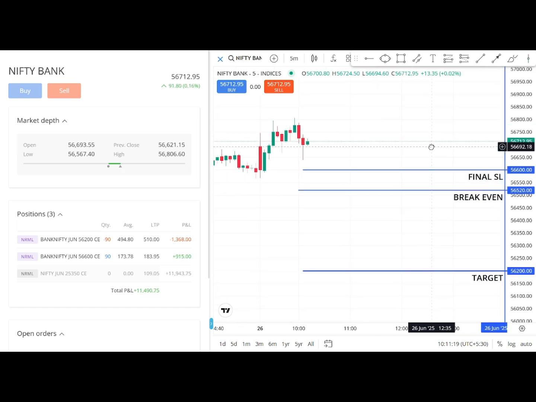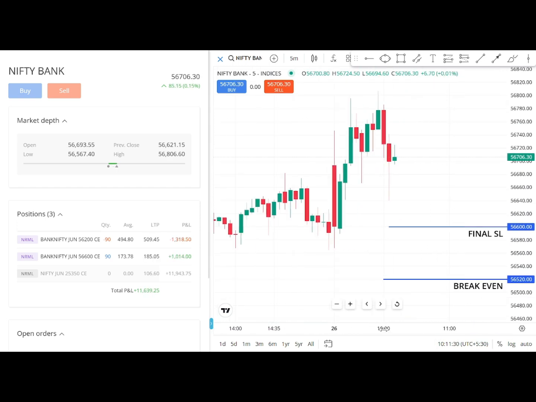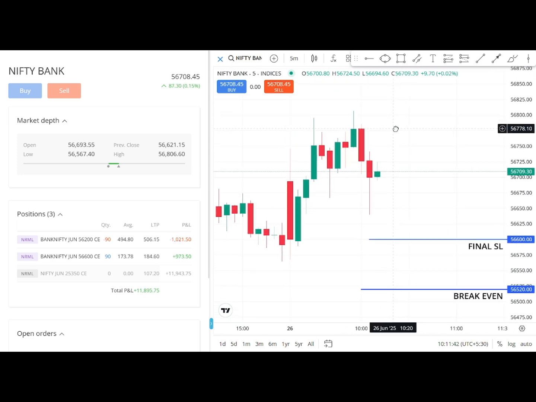I'll only wait until 2 o'clock because after 2 o'clock on expiry we'll see a rally. That's why I'll wait until 2 o'clock. If we hit target before 2 o'clock, we'll hold until we exit.